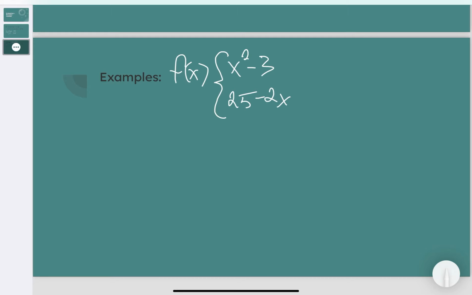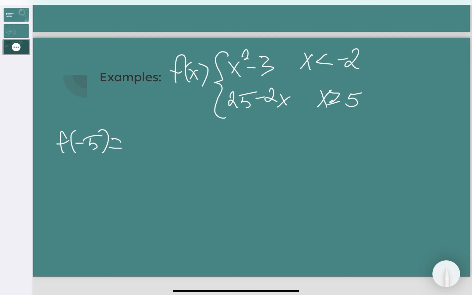We'll start off with our piecewise function, so f of x, and then our symbol. And then we'll just do 2 for right now. Let's say x squared minus 3, and then 25 minus 2x. And then the included values for the top one, let's do x is less than -2. And then for the bottom one, we'll do x is greater than or equal to 5. Okay, so we're going to solve for f of -5 right now.